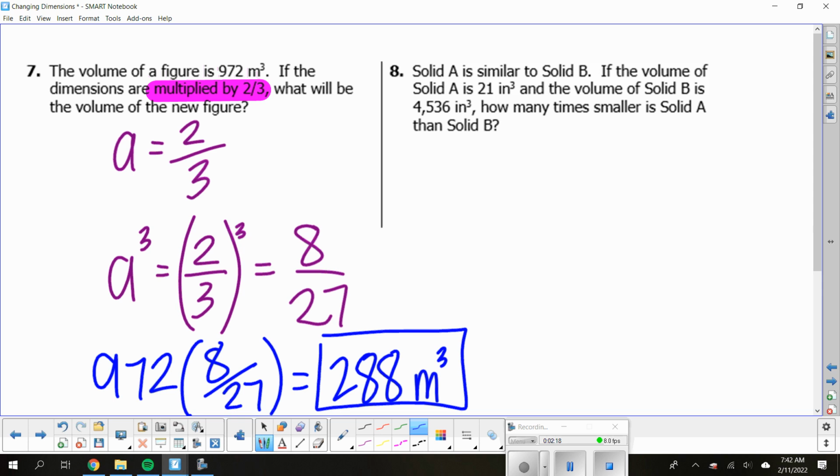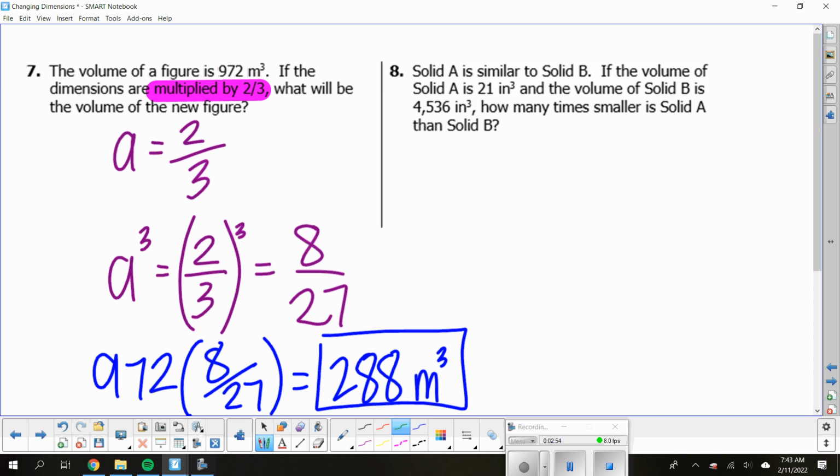On number 8, solid A is similar to solid B. If the volume of solid A is 21 inches cubed, and the volume of solid B is 4,536 inches cubed, how many times smaller is solid A than solid B? Well, first I need to figure out how much they are different. I need to figure out that A value, what I'm multiplying one by to get the other. So it's telling me that solid A is smaller than solid B. So I'm going to want to divide B by A.